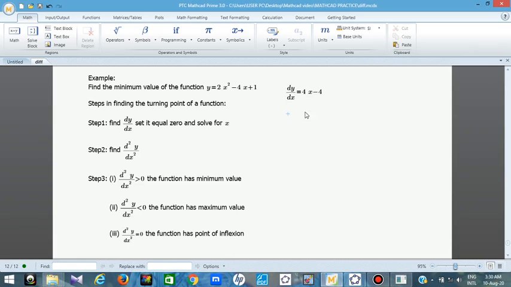Then the next step we say set it to 0. I will still tell you why we are setting it to 0. I will demonstrate everything later. So set it to 0. I'm now going to have 0 equals 4x minus 4. So that is that. Then when you set it to 0, I said solve for x. So let's solve for x. Now if you solve for x here, you see that 4x, that is x, is now going to be equal to 1.